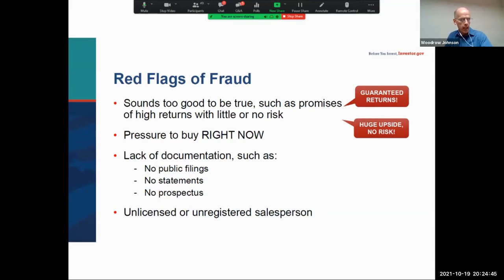You have to invest today. You won't be here tomorrow. No, I have nothing to give you in writing. There's no prospectus. Sorry. Just trust me. The person you're talking to is not licensed, is unregistered. Okay, these are red flags of fraud. And no legitimate investment will double in 6 months.